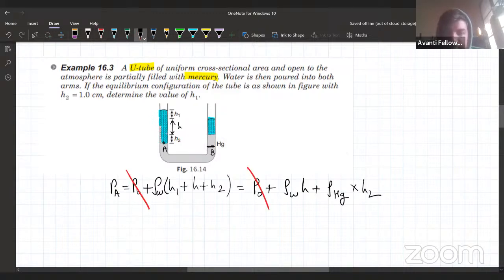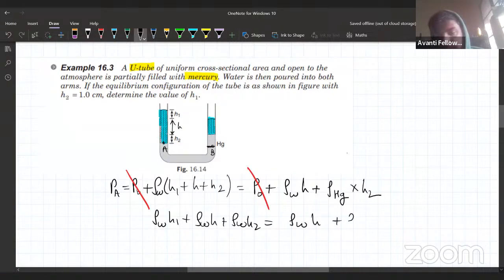Okay, let me solve it. Rho of W into H1 plus rho of W into H plus rho of W into H2, which will be equal to rho of W into H plus rho of Hg into H2. So again, rho of W into H, rho W into H gets cancelled out. See, we know these values. We know H. We have to find H1.